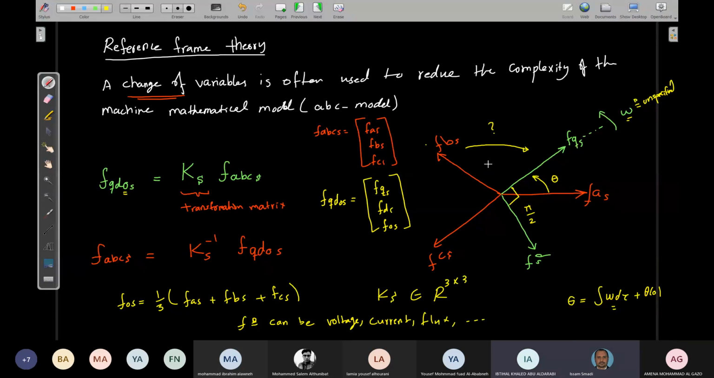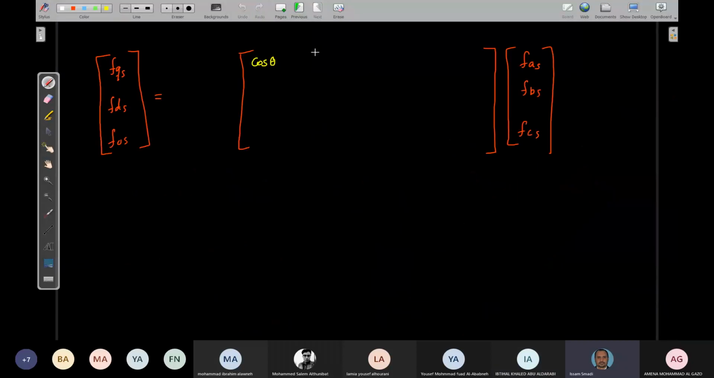120 minus theta. So theta minus 2 pi over 3, in radian. So this will be cosine theta minus 2 pi over 3. Now the same thing, I'm having three components, one toward the direction of the A, the B, and finally the C, and I need to find its projection toward the Q.